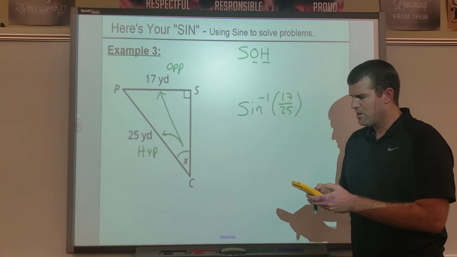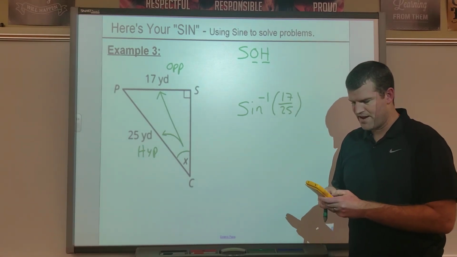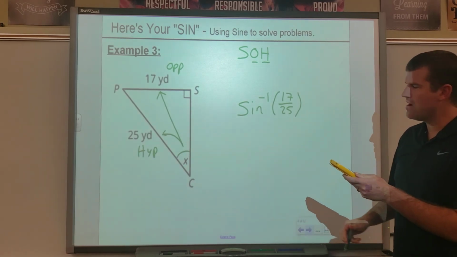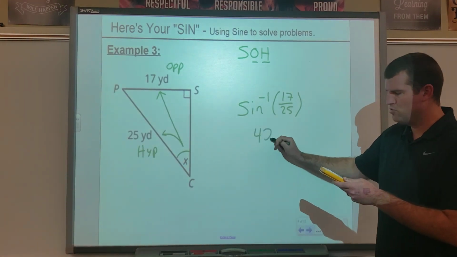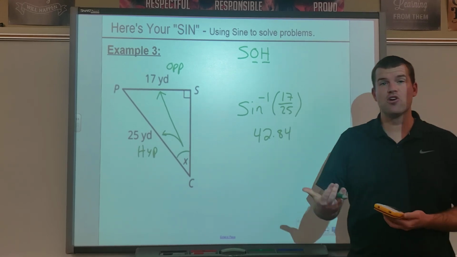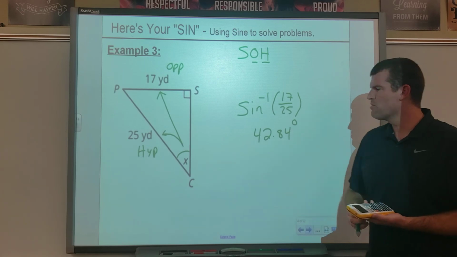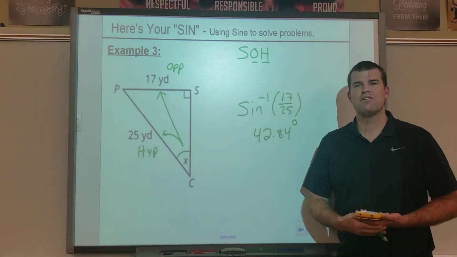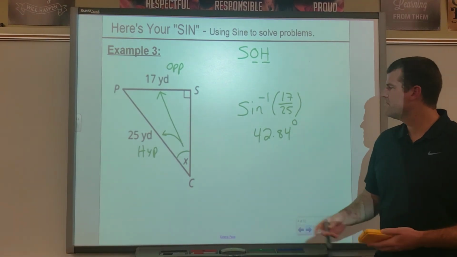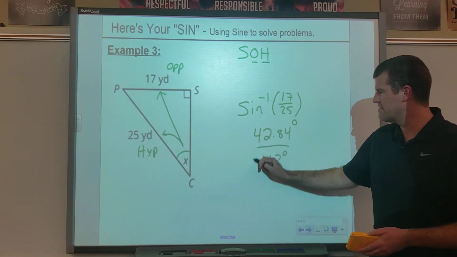You might need to hit shift or second to get to your inverse. And then I'm going to plug in parentheses 17 divided by 25, which is approximately 42.84. And since it's an angle, our units are degrees. Most of the time with angles though, we just have you round to the nearest whole degree. So this would round up to 43 degrees.